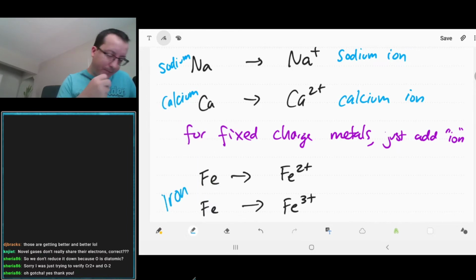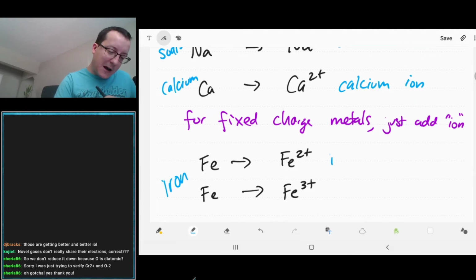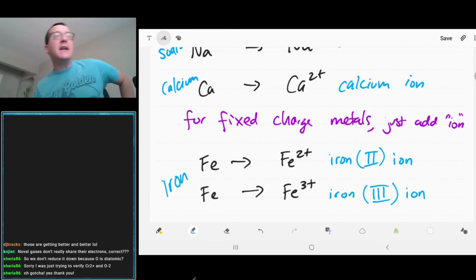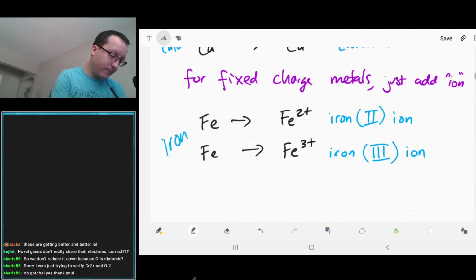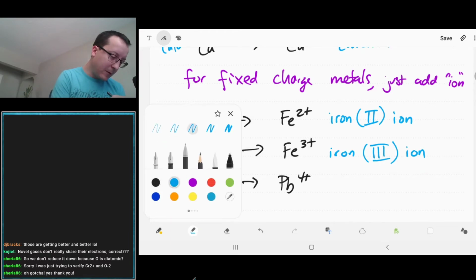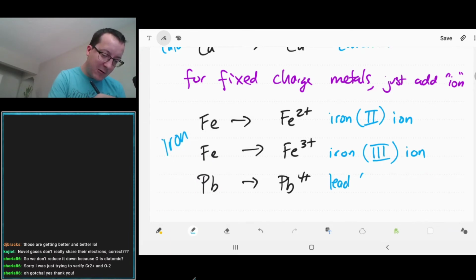These are both iron. This one we call an iron 2 ion, and this one we'll call an iron 3 ion. We use Roman numerals to indicate the charge of a variable charge element. We'll call this one a lead 4 ion.